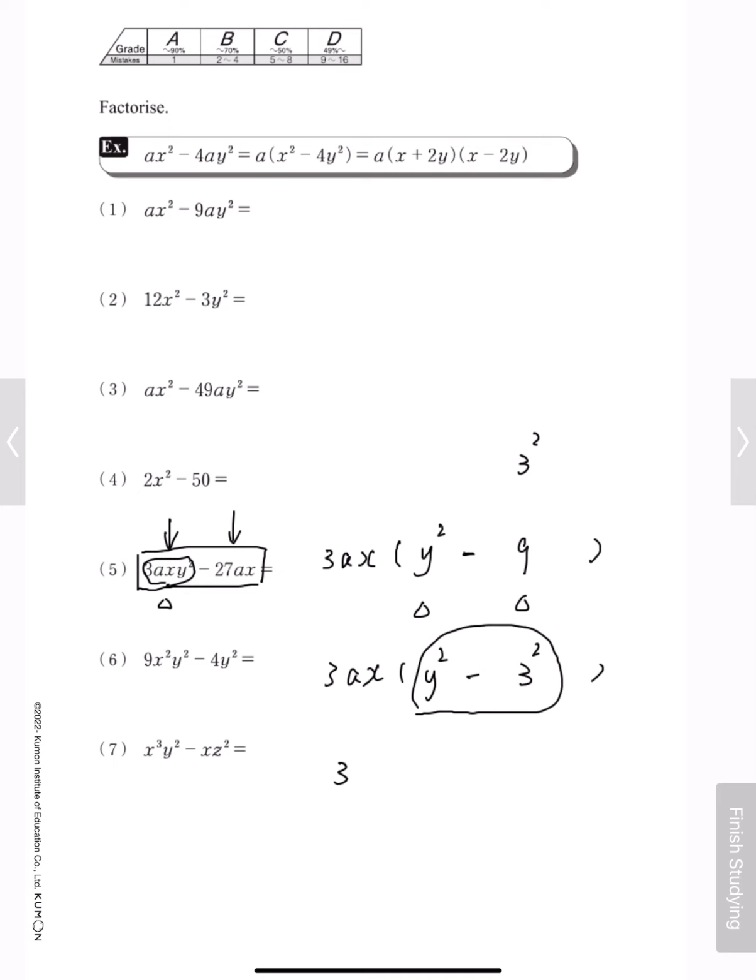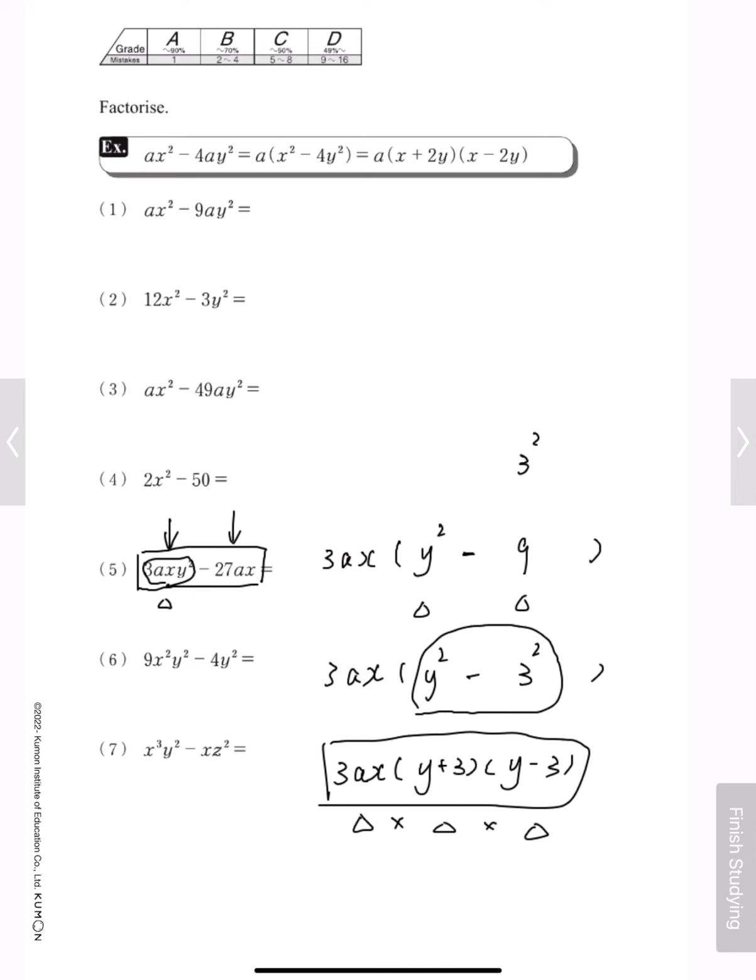All right, so it's just 3ax, this number plus that number, this number minus that number. That's my final answer. Again, you're not solving for anything. You're just breaking this apart into 3 parts multiplying each other. Notice that 3ax is multiplied by the y plus 3, multiplied by the y minus 3. That's really the idea for factorization: when you get the factorization answer, it's always terms multiplying each other, with bracket or without bracket. They multiply each other, every single one of them. Okay, let's move on.